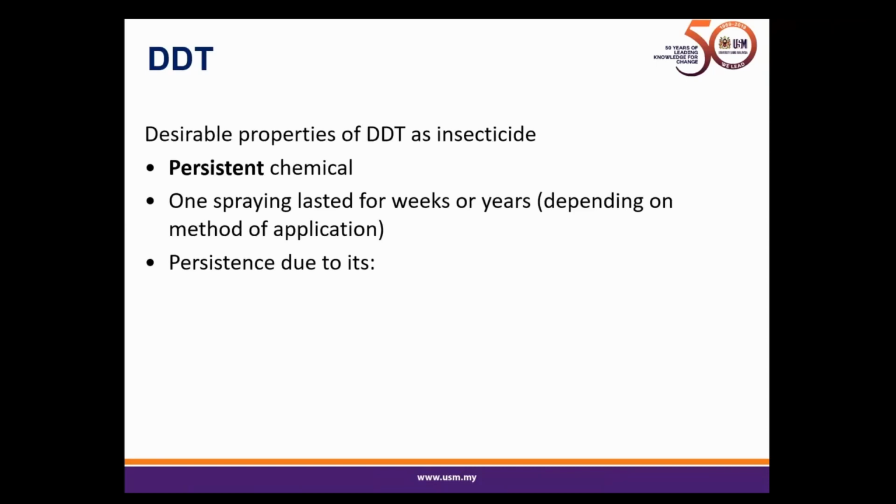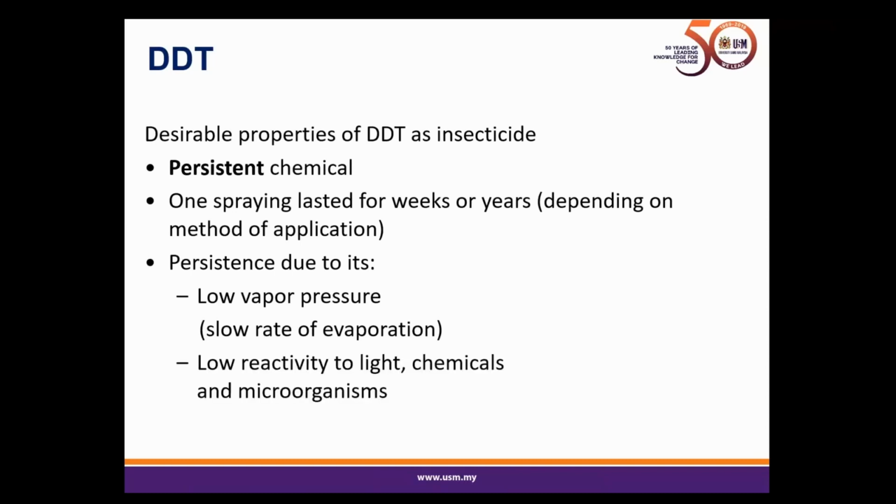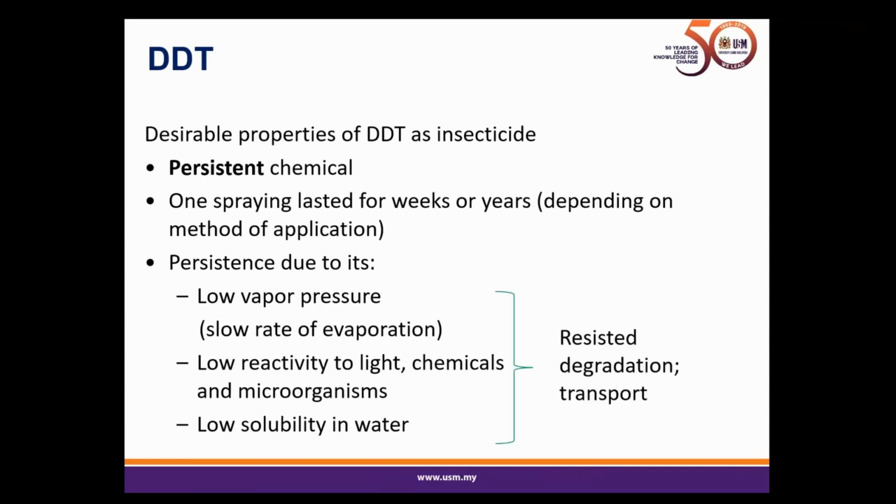It is persistent because it has low vapor pressure, so it tends to degrade or evaporate slowly. And then it has low reactivity to light, so it does not photodegrade, nor degrade by chemicals and microorganisms. So it's very stable under degradation, and it has low solubility in water. So if you water your crops, or even with the rain, the chemical is still there because it has low solubility in water. And because of this, as I said, it is resistant to degradation and transportation.